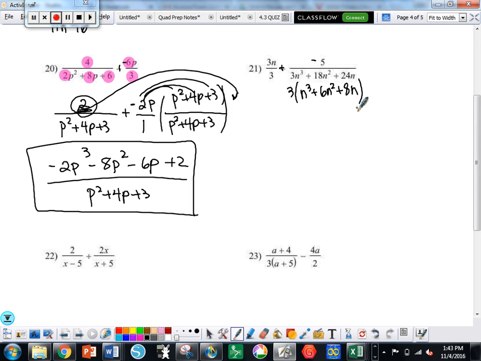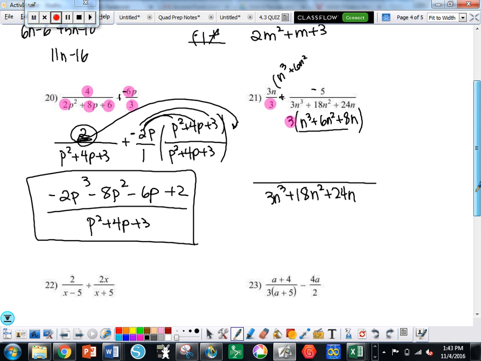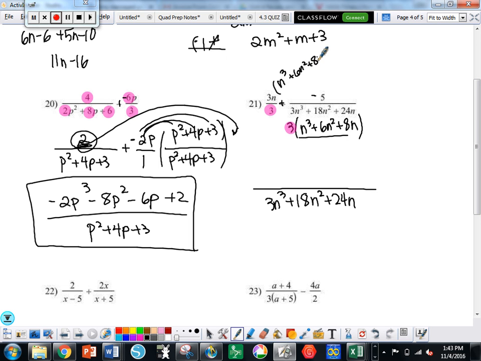So the common denominator actually is 3n cubed plus 18n squared plus 24n. Because they both have the 3. Now this first fraction needs all of that. So let's multiply it by n cubed plus 6n squared plus 8n. And then you'll have the minus 5 at the end.